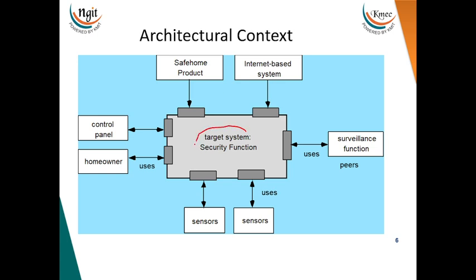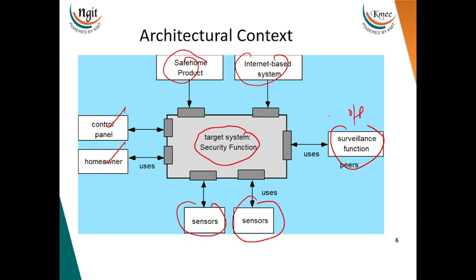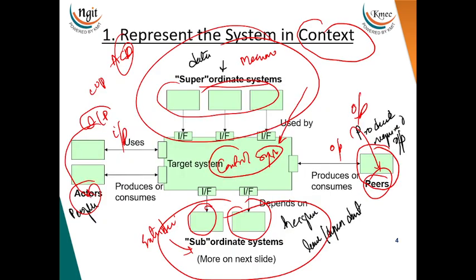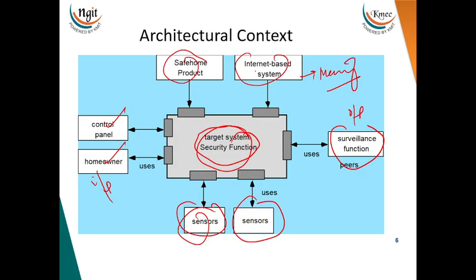This is your target security system, with the control panel, the homeowner, the user, and sensors from outside that keep the home safe. The peers are your output, such as the control panel. The homeowner is your input, which is also part of the control system. These are sensors from outside. This is an internet-based system. This is your memory. As we have seen, it is the same thing. This is what the system is.